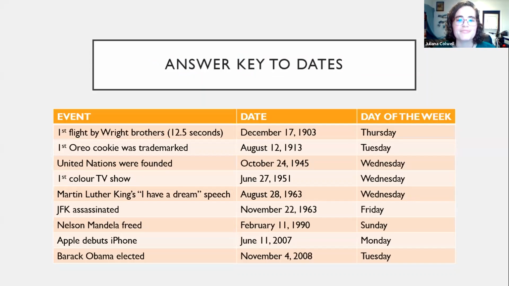These are the answer keys to the dates. So if you want to try and figure that out, there is that tool to help you as well.